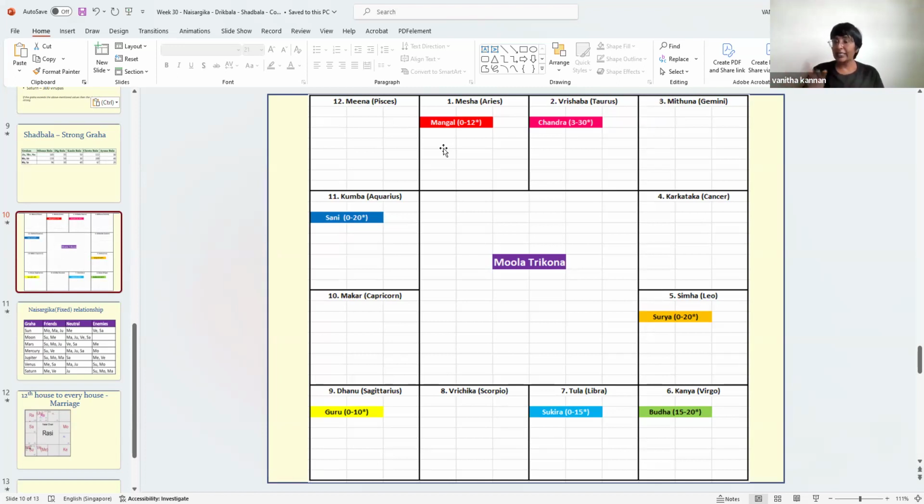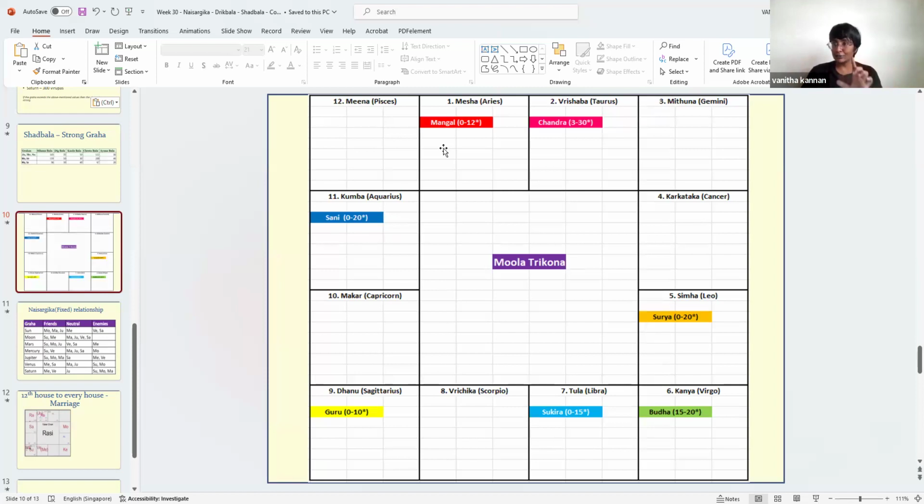And the Kanya. Buddha was having 2 houses, one is the Kanya and another is the Mithuna. Among this one, Buddha chose Kanya. And particularly 15 to 20 degree, it feels like his own place. That is the Mula Trikona. We already saw this Mula Trikona in a very elaborate manner. That's why I'm going very fast here.